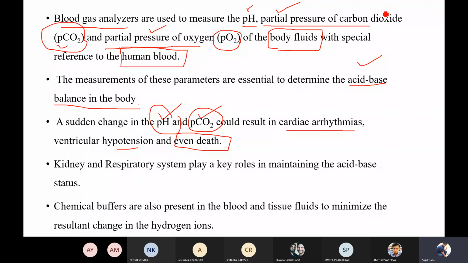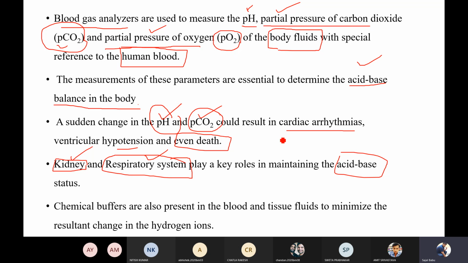We can know the acid base concentration in our body. And who is going to maintain this acid base balance in the body? The kidney and the respiratory system. The acidic and basic balance will be managed by the kidney, and the PO2 and PCO2, that means partial pressure of oxygen and carbon dioxide, will be maintained by your respiratory system. That means if there is any problem with your kidney or respiratory system, it may affect your acid base balance in your body.